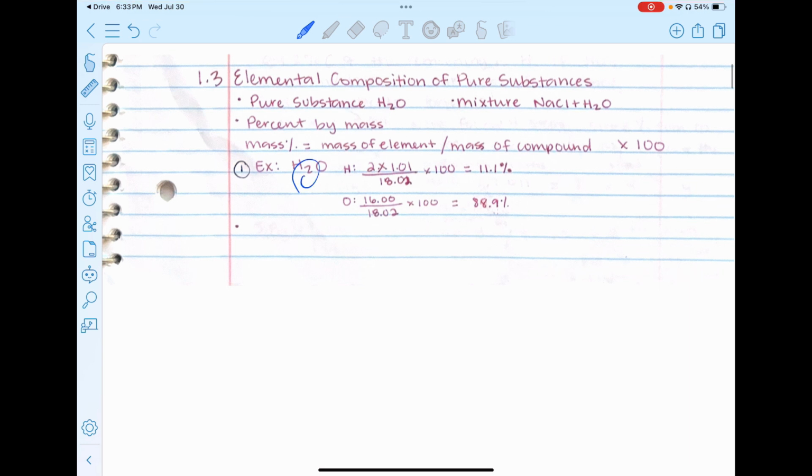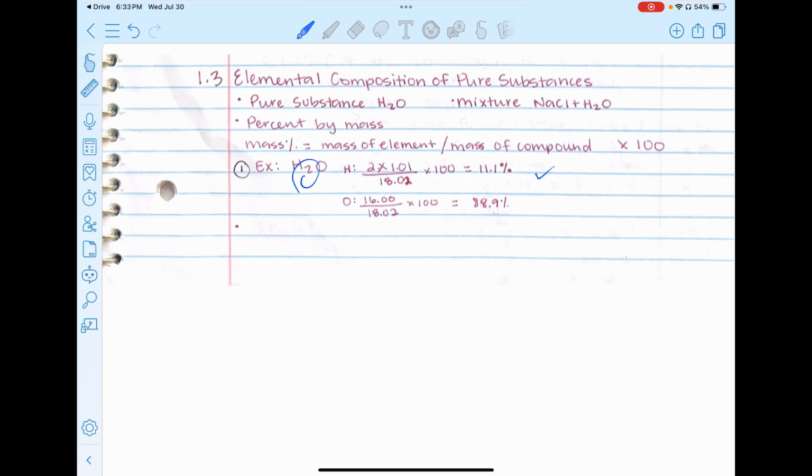because there are 2 hydrogens in H2O, you're going to multiply 2 by the atomic mass of hydrogen, which you get from the periodic table, rounded to 1.01. And you're going to divide that by the total molar mass of H2O, the entire compound. So again, the hydrogen part divided by the whole mass of the compound. So if we were to add together the 2 hydrogens plus the 1 oxygen mass from the periodic table, that total would be 18.02. So that's where that number comes from. Multiply by 100 and we end up with 11.1%.